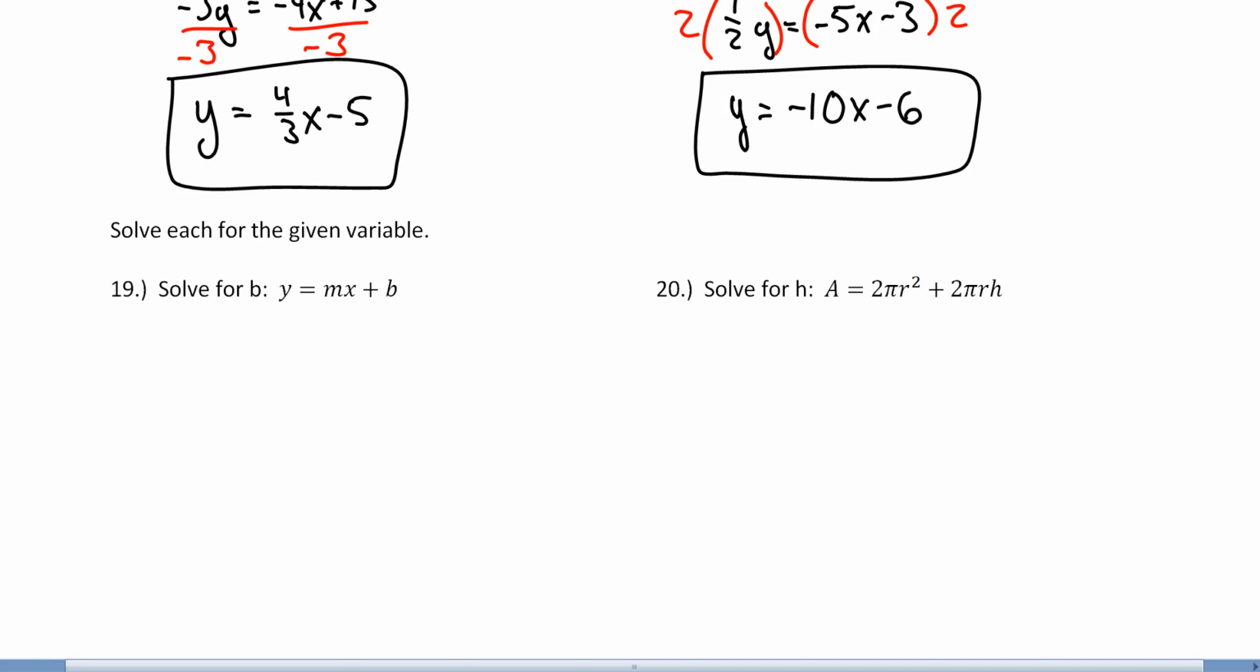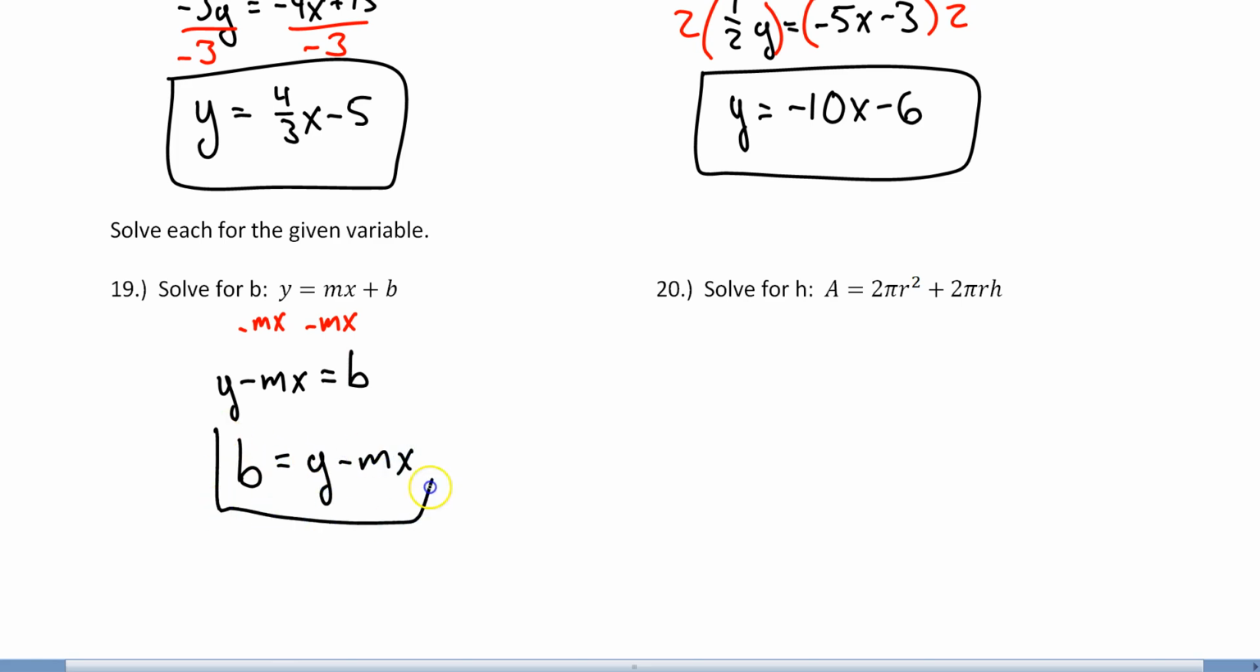For this guy, I want to solve for b. So once again, I have mx plus the b. So to undo that addition, I'm going to subtract the mx. And it doesn't matter if it's a big chunk like that. I subtract that entire thing from each side. So I subtract mx from each side. I end up with y minus mx equals. Over here, I'm just left with b. Well, that's the thing I wanted. b equals y minus mx, and I'm done. Okay? This guy, same kind of thing.